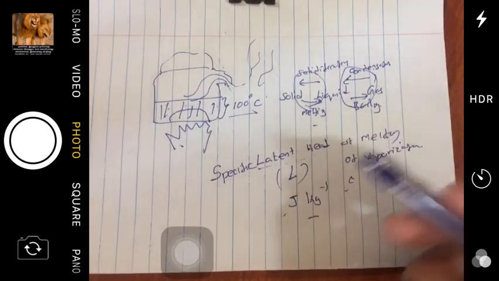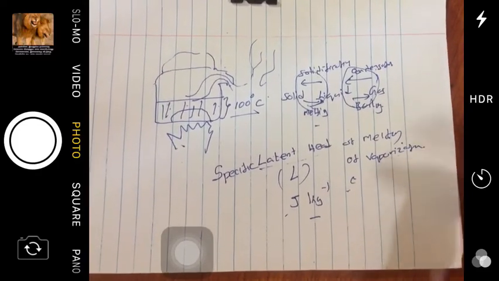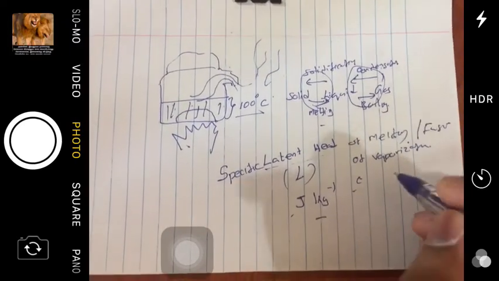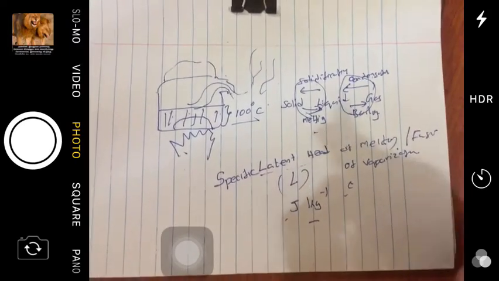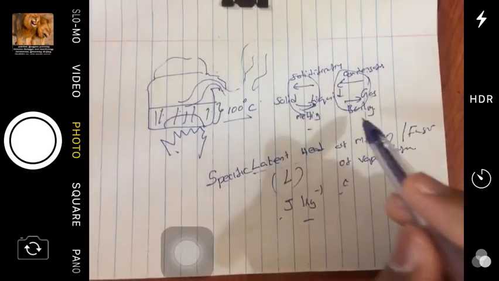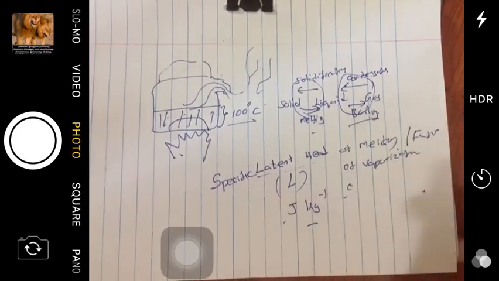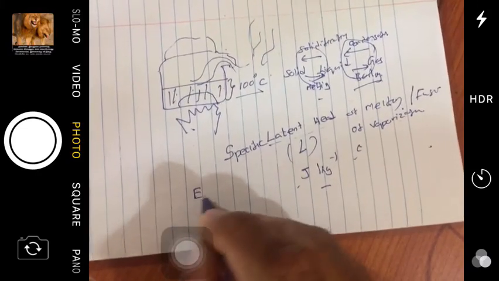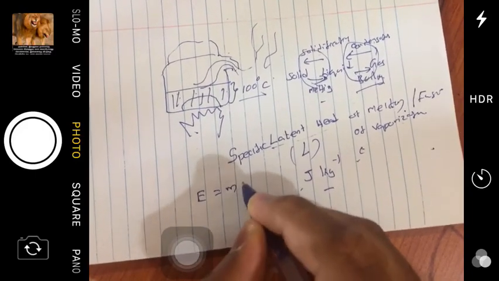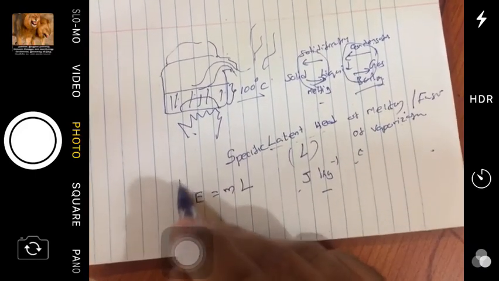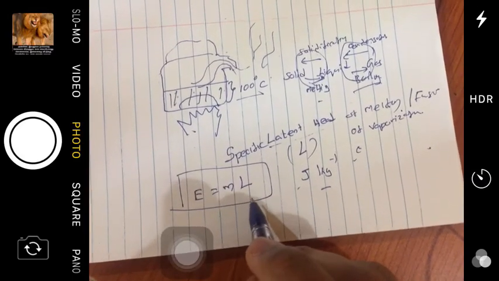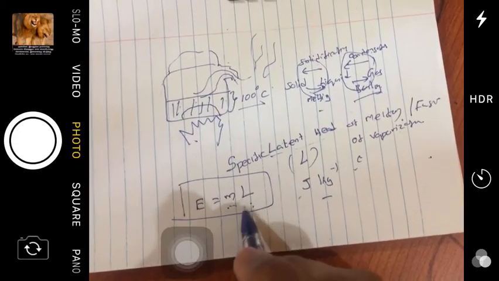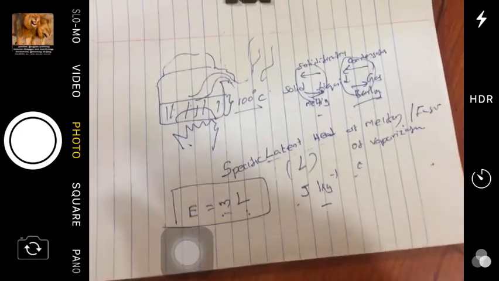And there can be different latent heats. Latent heat of melting. Melting is also called fusion, so we generally say latent heat of fusion. Similarly, boiling is called vaporization, so it is called latent heat of vaporization. So the energy that you give is equal to the mass into the latent heat. If for 1 kilogram you need L joules of energy, then if you have M kilograms, you need M into L joules of energy to change the state, right?